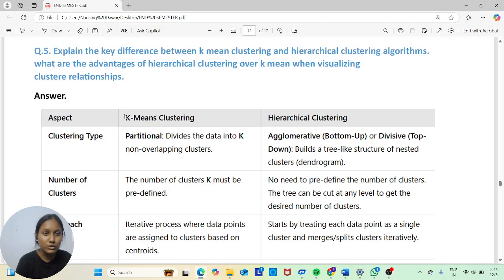Hello, in this video, I will be explaining question number 5. Explain the key difference between k-mean clustering and hierarchical clustering algorithms. What are the advantages of hierarchical clustering over k-mean when visualizing cluster relationships?